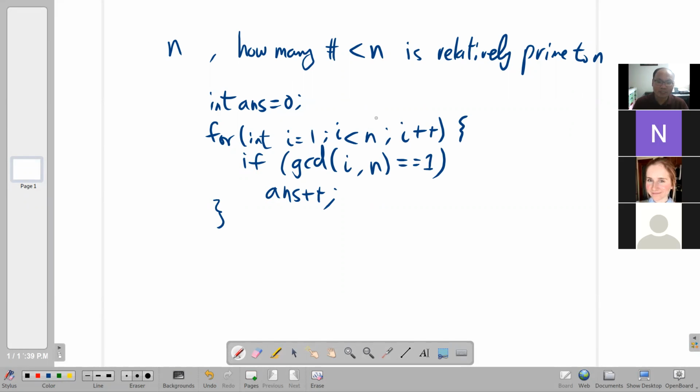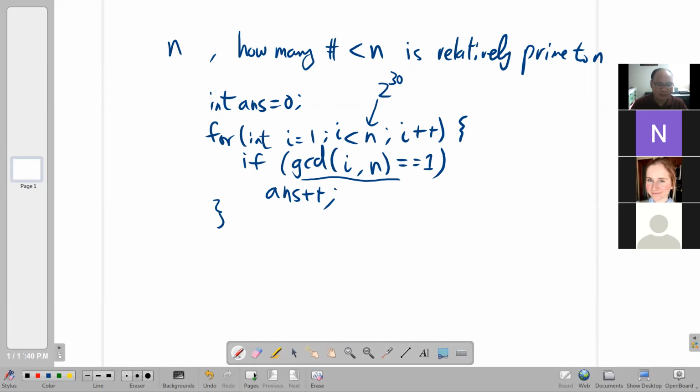The problem is that even though each call of GCD is fast, if n is big, then even if you're doing almost nothing in the loop, this loop is already executing too many times. It's too slow. Okay? So doing it sort of brute force will not help.